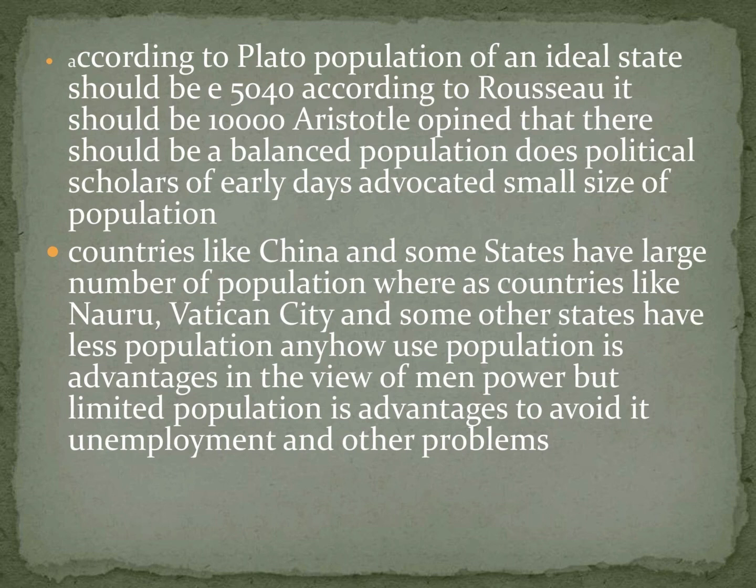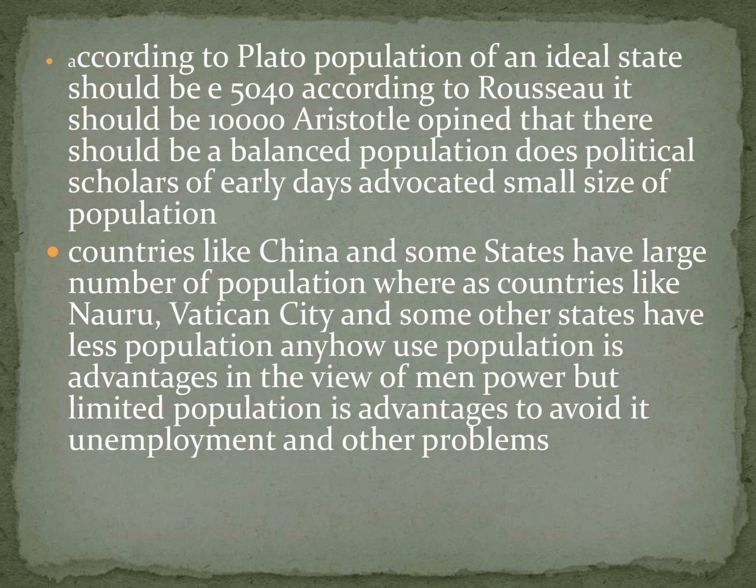Everyone accepts that the population is an important element of the state, but regarding the size of the population, there is no common opinion among political experts. Some say that to constitute the state, it only requires 5,000 population. In the words of Plato, to become an ideal state, the state should consist of 5,040 population. In the words of Rousseau, to be considered a state, it should be 10,000. Aristotle opined that there should be a balanced population. Thus, political scholars of early days advocated a small size of population.